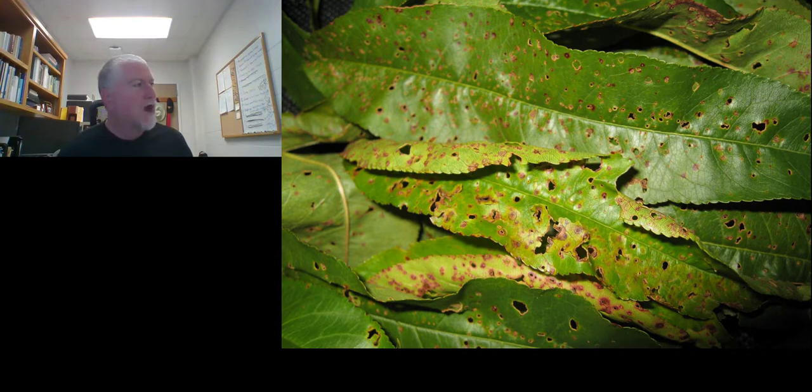So low rates of copper can be part of the solution, but you can also get this type of damage from the copper itself, and that can defoliate the tree for sure if you put enough out and keep doing it.